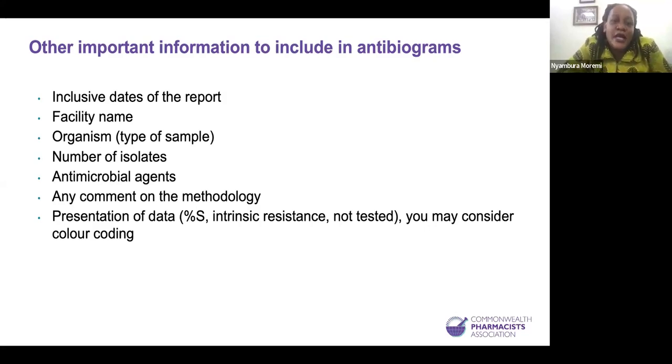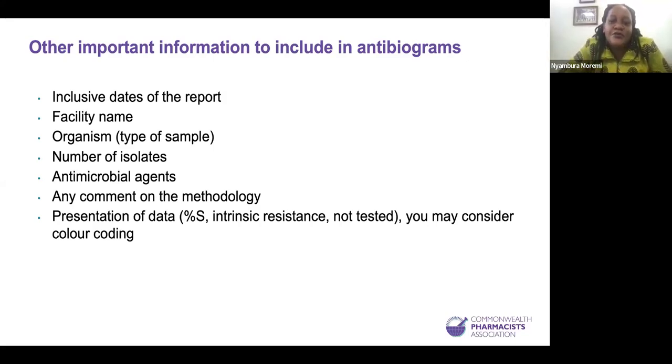The organism and type of sample. So this is a urine sample, and these are the organisms that have been isolated, and these are the AST profile, as we can see shortly. The number of isolates, because this also matters, it gives us the statistical power to interpret those results. Antimicrobial agent. Any comment on the methodology, as I've said, you can append there in case of any variation, but you still feel you need to analyze those data. You just put an appendix there.